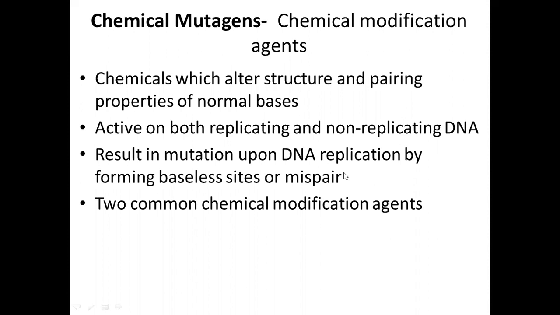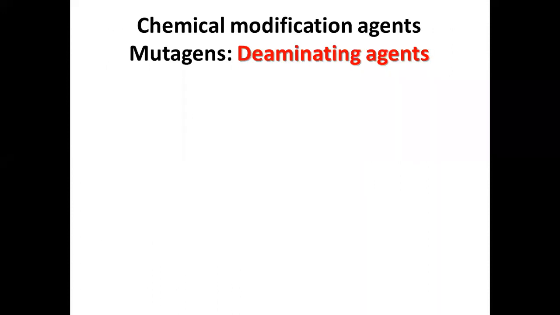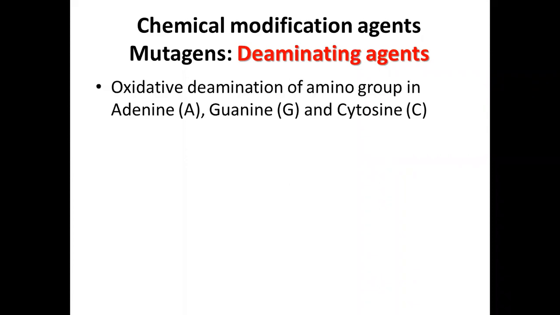There are two common chemical modification agents: alkylating agents and deaminating agents. The deaminating agents cause oxidative deamination of the amino group in adenine, guanine, and cytosine.